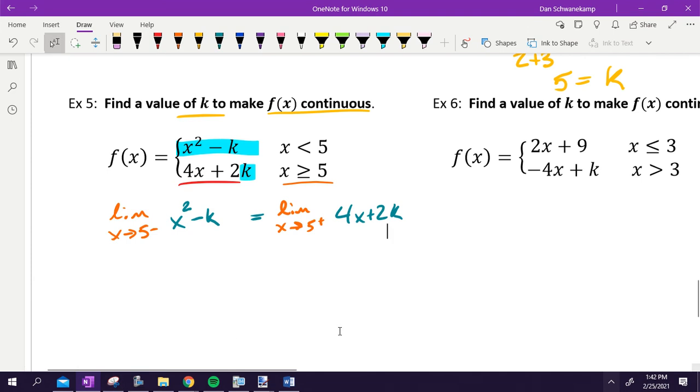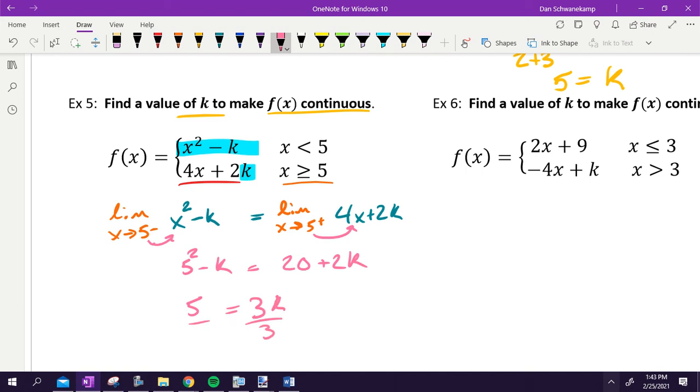Find the limit. Show it to me when you get an answer. All right. Some of you seem very confident. Some of you not so much. We take 5. We plug it in. What are we plugging 5 in for? X. We don't know what k is. That's the whole goal, is to find k. 5 squared minus k equals 4 times 5 plus 2k, so 20 plus 2k. I'm going to subtract 20, so I get 5 over here. I'm going to add k, so I get 3k. Divide by 3. K is 5/3.